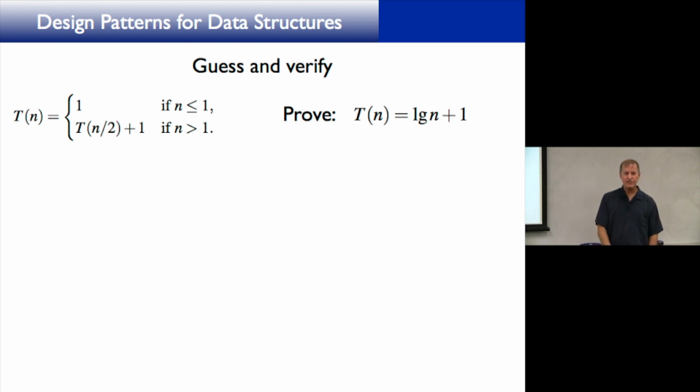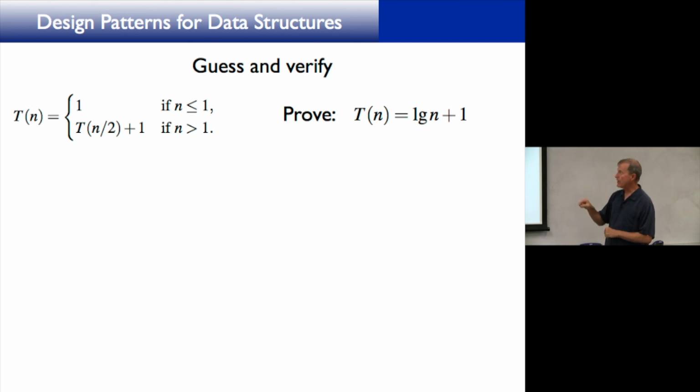Because in our induction case, each time we go through, we cut it in half. So in our induction case, it's going to be a little tricky. It's not going to be minus 1. It's going to be divided by 2 for the assumption. So this is a little different from what we just did.